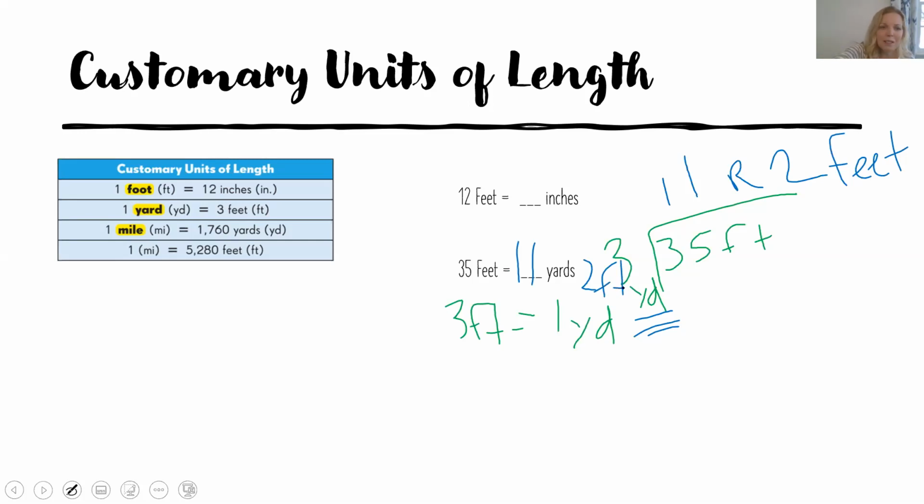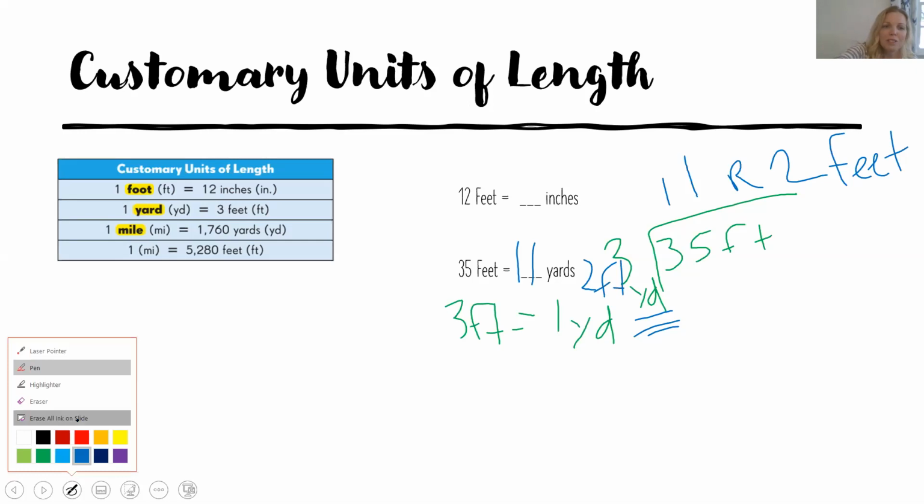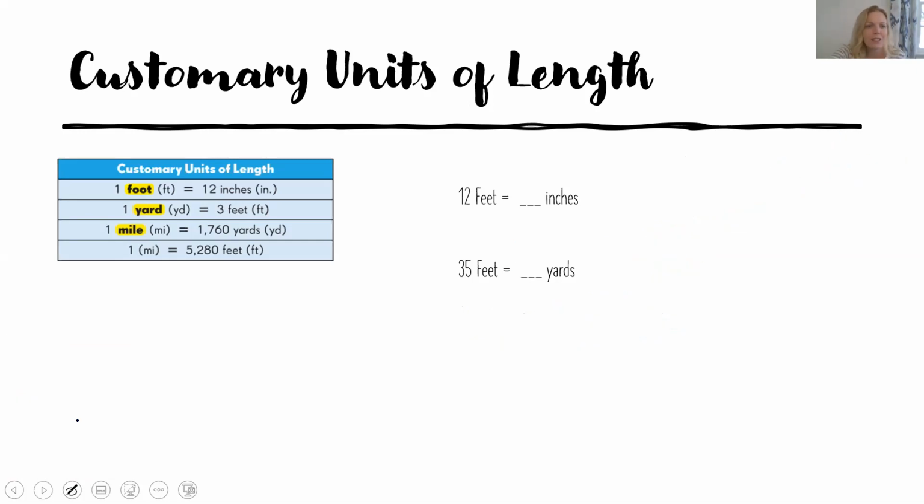I'm hoping this makes sense. If not, I'm sure you will send me a chat, right? Because that's the easiest way to share with me that you need help. What if we're going from 79 inches to feet? Okay, I always like to write down what one is to the other so that we can solve. So in this case, 1 foot is equal to 12 inches, right?